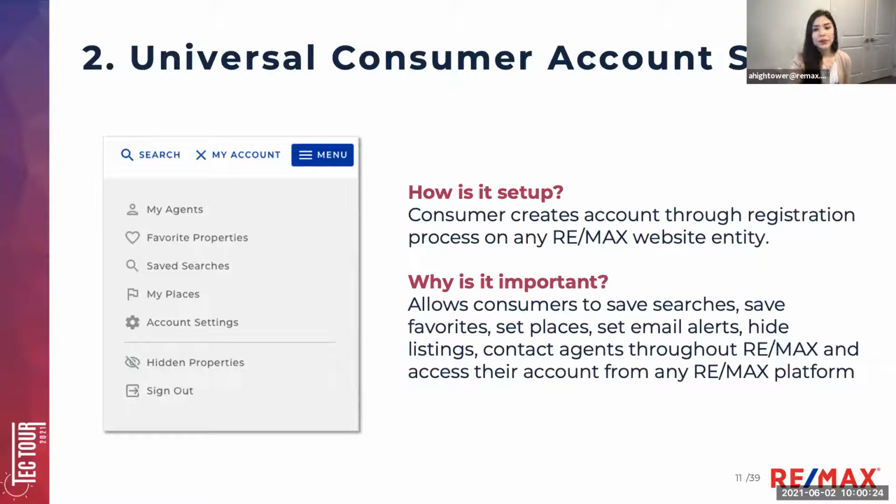So no matter if they create their account on RE/MAX.com and then save some properties there, and then they later decide to download the mobile search app, everything they do on one platform can be accessed and done essentially the same way from another. With a universal account, consumers can like properties, they can hide listings, save searches, and a lot more.